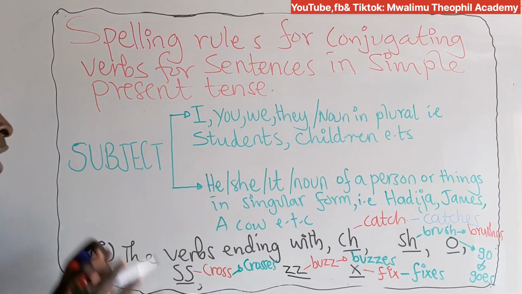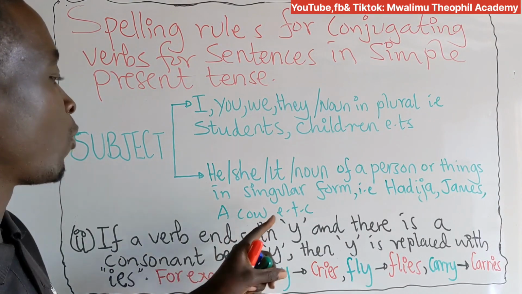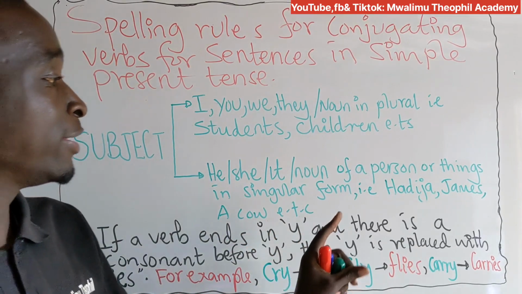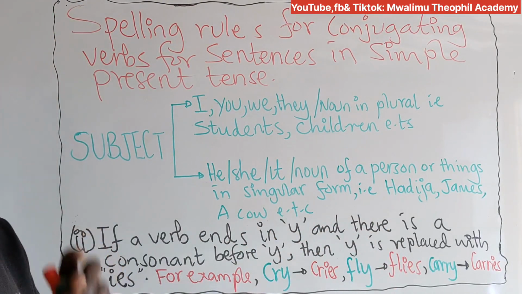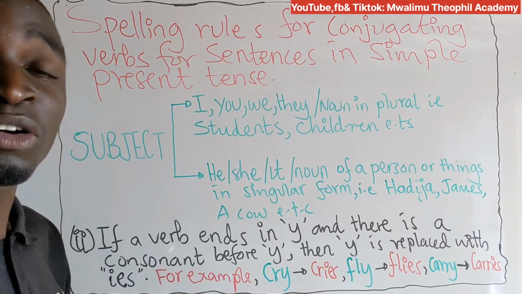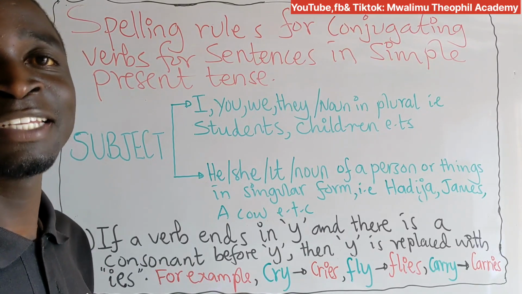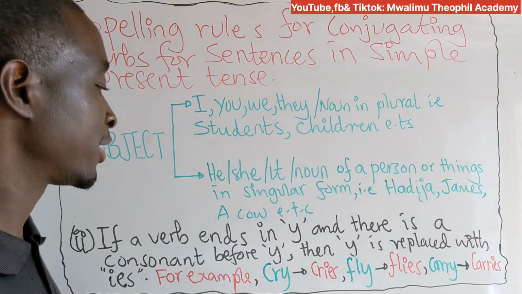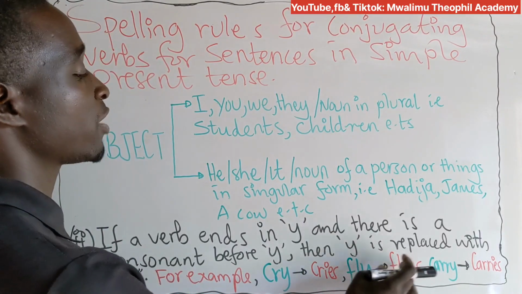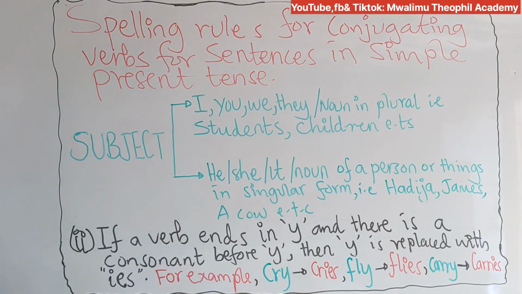So let's go to a second rule. A second rule states that if a verb ends in y and there is a consonant before y, then y is replaced with ies. So y is omitted and ies is added at the end of that verb. Let's see examples. A verb to cry becomes cries. A verb to fly becomes flies. So this is all about a second rule.